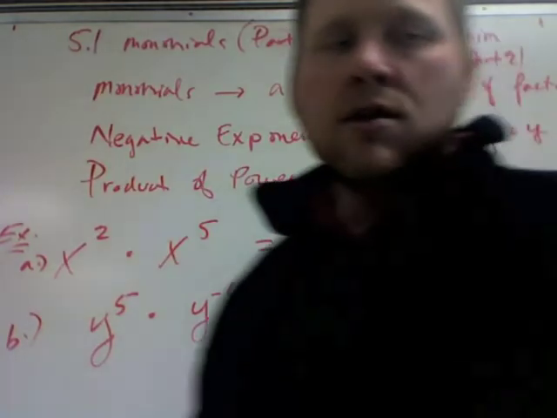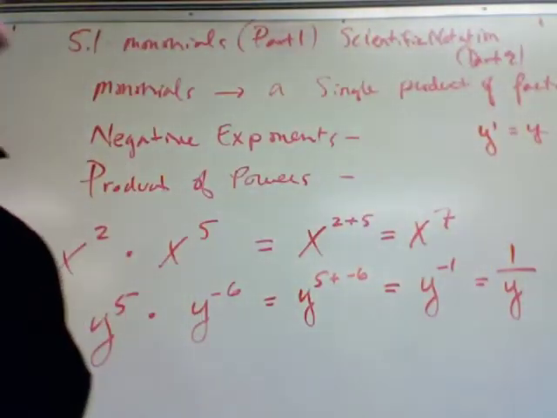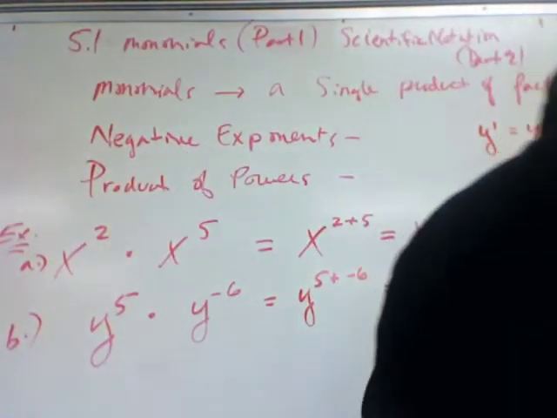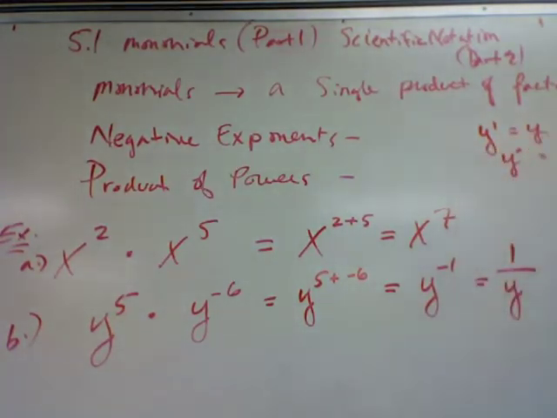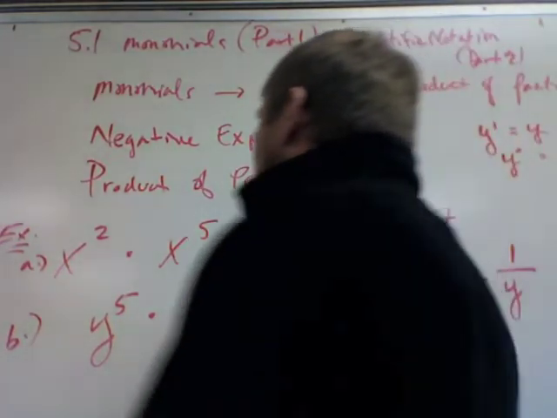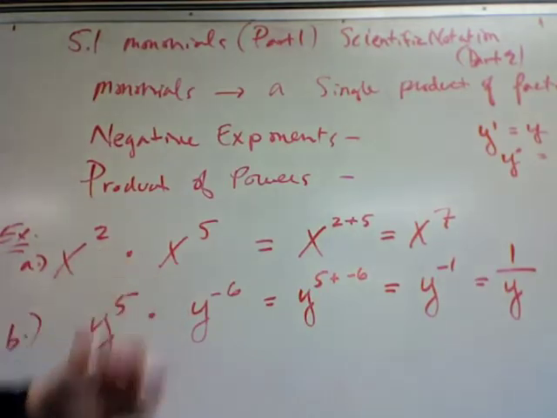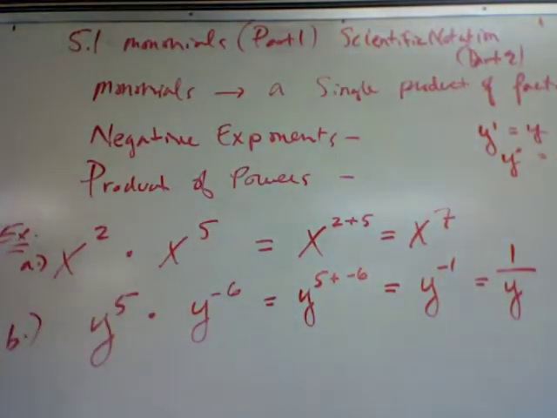Is y to the 0 equal to 1? Y to the 0 would be 1. Anything to the 0th power is 1. Okay? So that's the product of powers right there. Add exponents. Right? Add exponents.